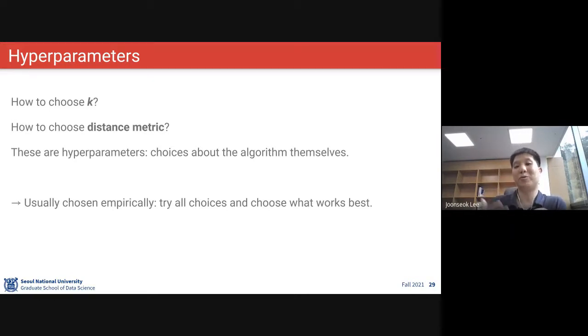So how should we decide these values? We usually decide these empirically. So we usually try many different choices and choose what works the best. We are going to discuss more about hyperparameter selection in the next lecture. But here we just intuitively say that we try multiple times and choose the best one.